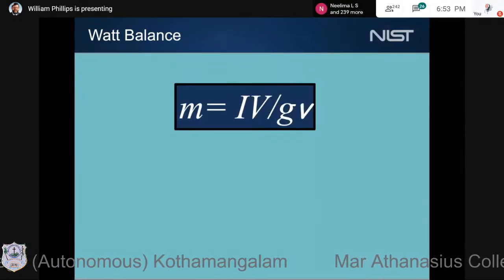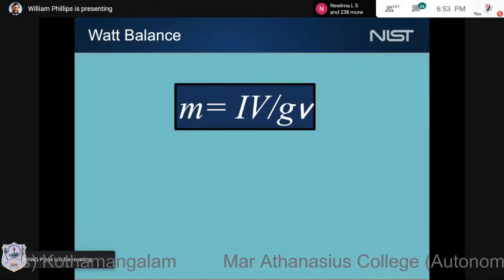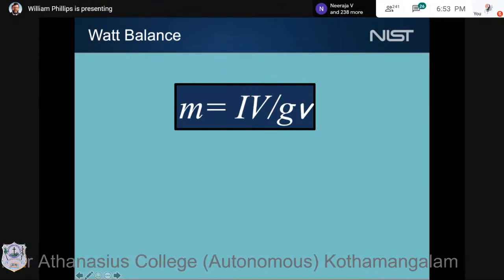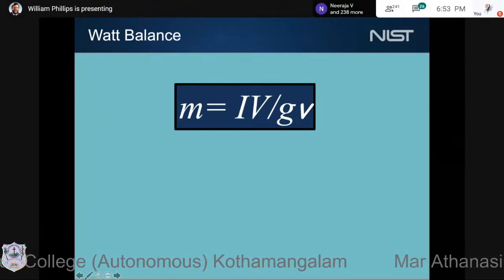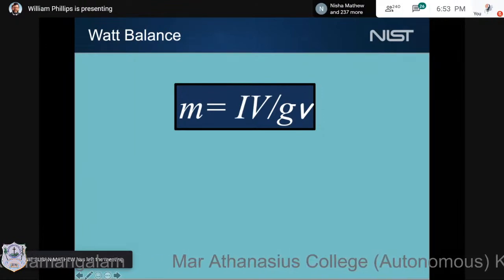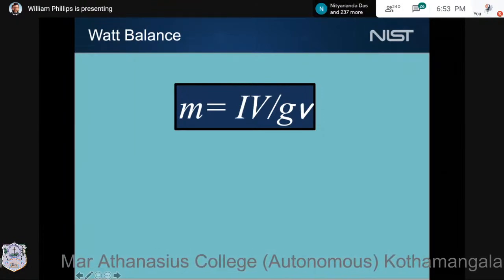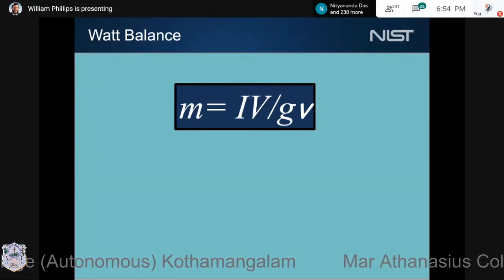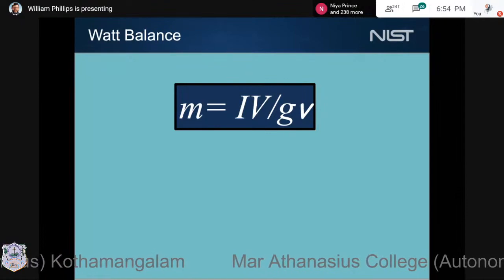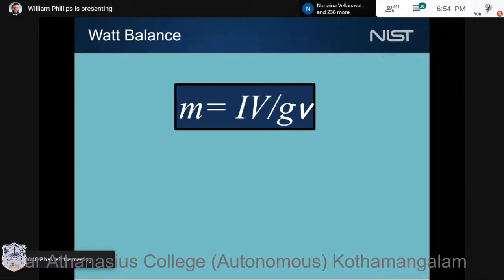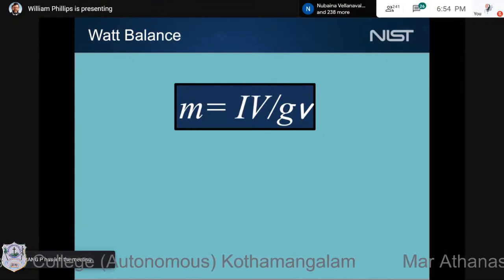And so that means that if we solve for the mass, we know that the mass that we've got is equal to the current we measure in the weighing mode, times the voltage we measure in the velocity mode, divided by the acceleration of gravity and the velocity that we measure in the velocity mode. And that's our new way of defining mass. But remember, I promised you that we were going to do this using Planck's constant. So where does Planck's constant come in?